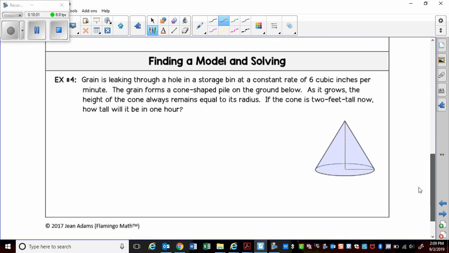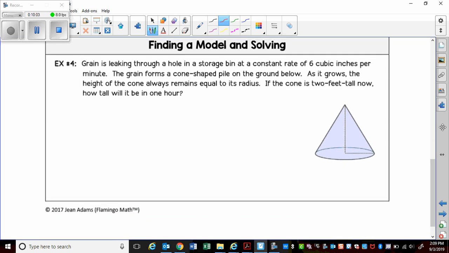This one is a little different. It's kind of like a two-part problem. It says grain is leaking through a hole in the storage bin at a constant rate of 6 cubic inches per minute. And at first, I just wanted to use this, and then the rest of the equation is in feet. So we have to make sure we're in the same units. The grain forms a cone-shaped pile on the ground below, just like this. And as it grows, the height of the cone always remains equal to the radius.